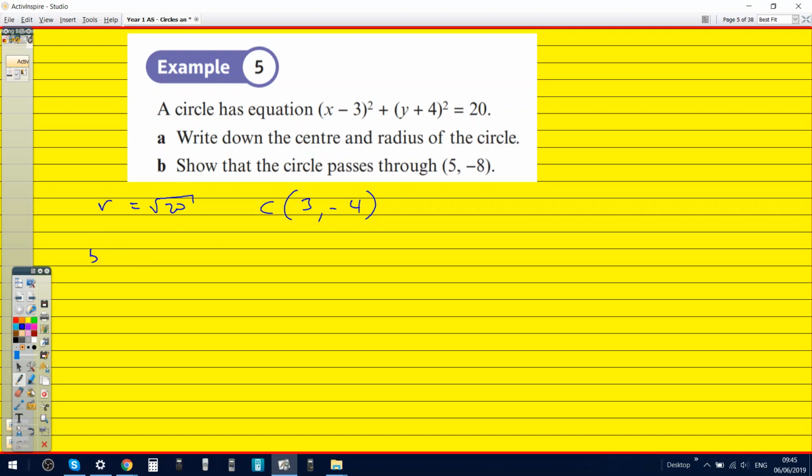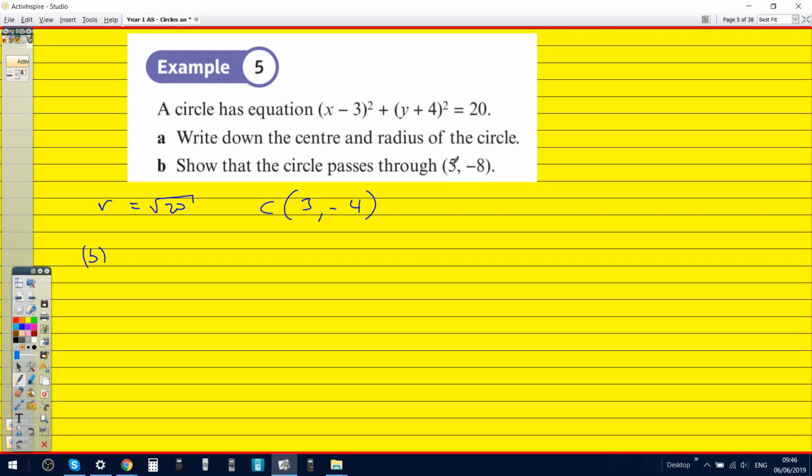How do you show that it passes through that point? Can you put that into the equation as in x minus 5 and y plus 8? Yeah. And so what do you put in? X minus 5 squared plus y plus 8 squared. No. X is 5, y is minus 8. Is it not the opposite sign? Is it not x minus 5?